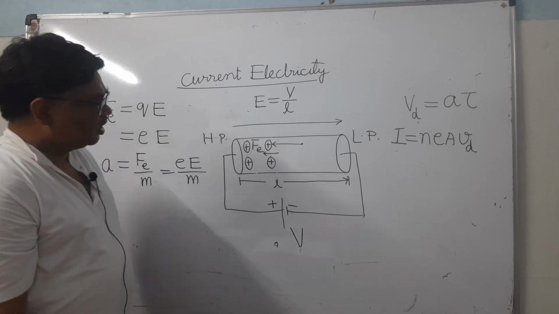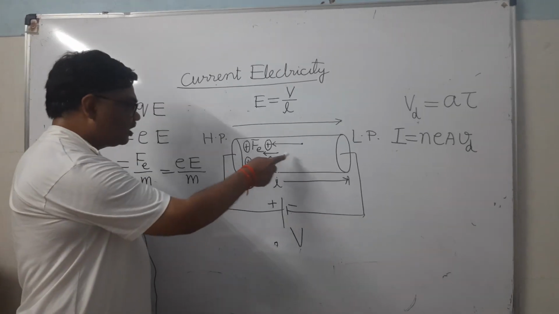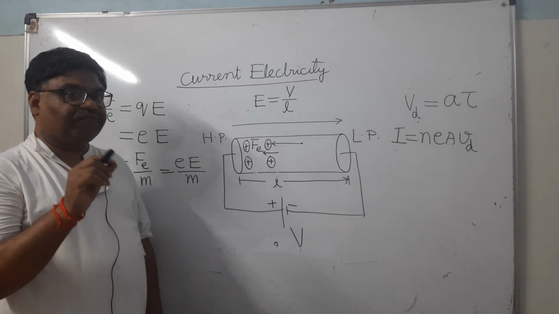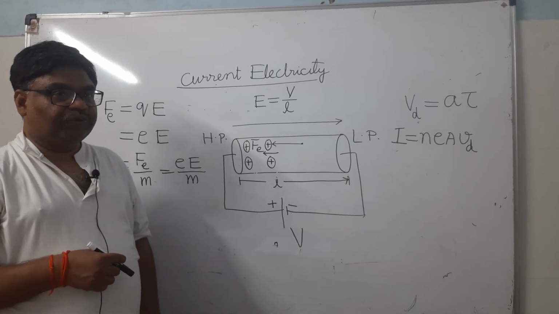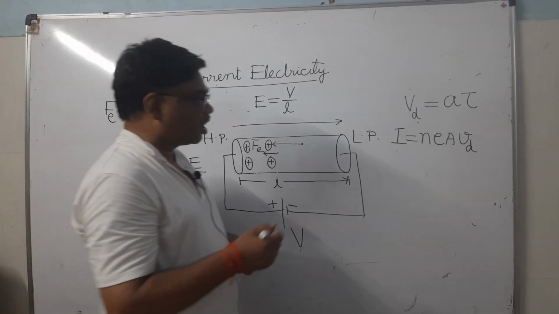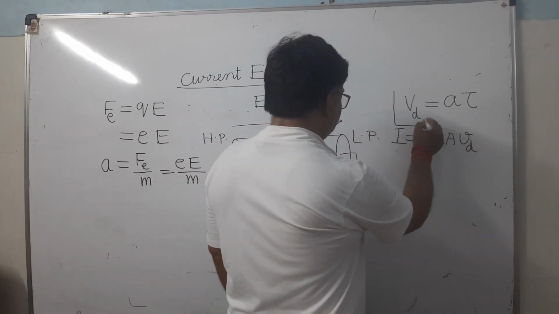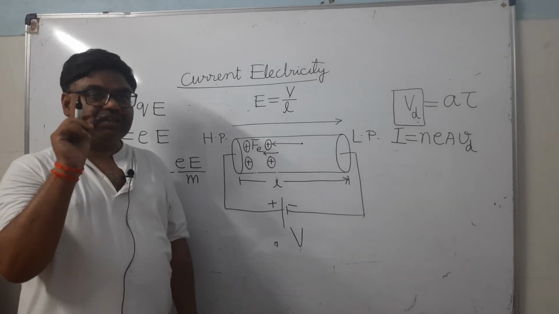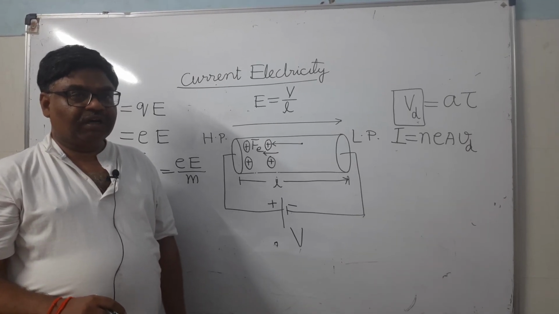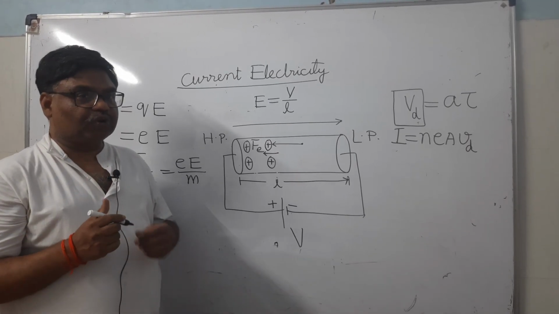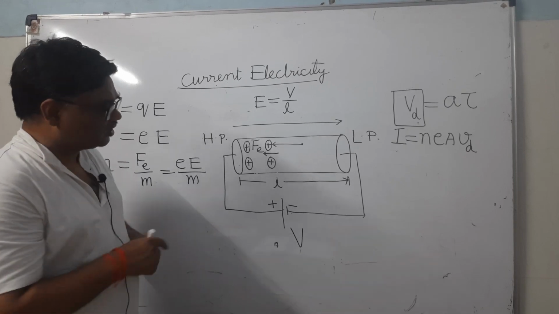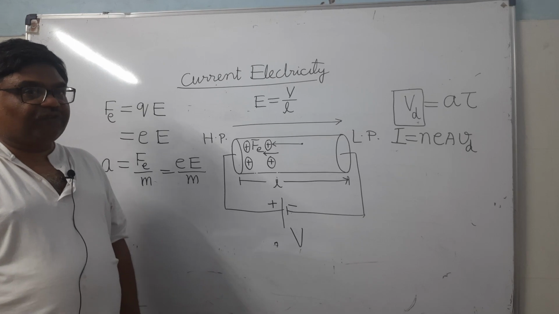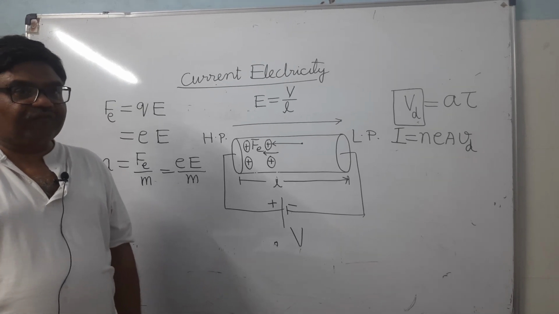So see here, in place of acquiring a continuously increasing velocity, they will acquire a constant average velocity, which is called the drift velocity. Means what is the drift velocity? It is the constant, the word constant is very important, it is the constant average velocity acquired by the free electrons under the influence of potential difference. It is called the drift velocity.